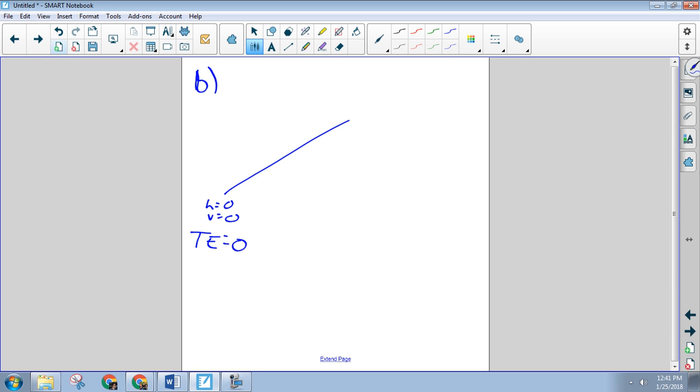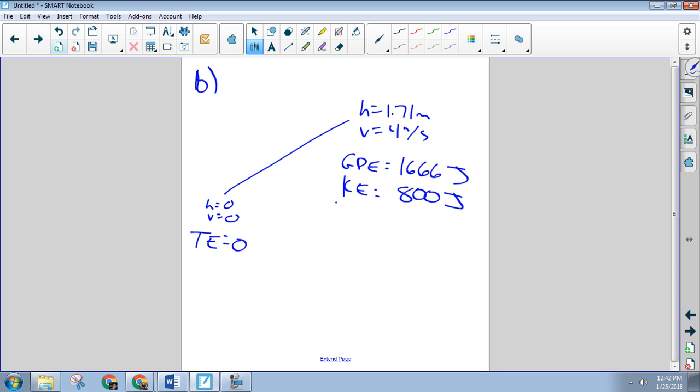Up at the top, we know the height is 1.71 meters and the velocity is 4 meters a second, right? Everybody good up to there? Okay, so if you figure it out up here, your GPE ends up being pretty close to this. Your KE is half the mass, so 50 times 16, what, 800, is that right? Cool? All right, and so that means the total energy by the time we get to the top of the ramp is this.